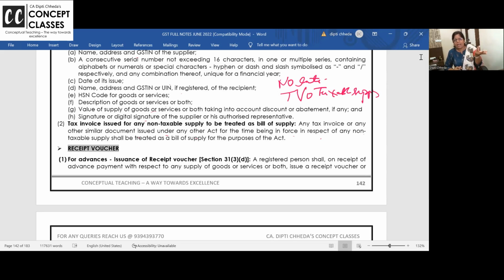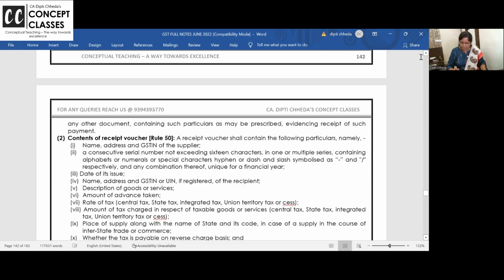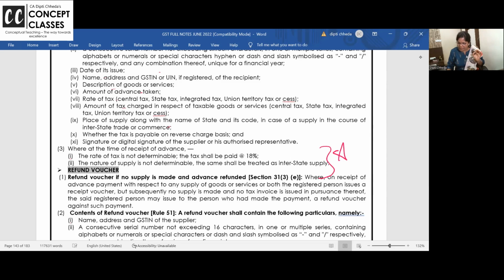Sometimes if you are giving in some other way. Receipt voucher when you receive advance. A registered person on the receipt of advance related to supply of goods and services will issue a receipt voucher. Name and address of the supplier, serial number, date of issue, amount of advance, rate, what it is coming for. Now, these 2 points are very important for the exam. First, a receipt voucher is issued in case of advance. Advance for goods, no GST is payable. Advance for services, GST is payable.